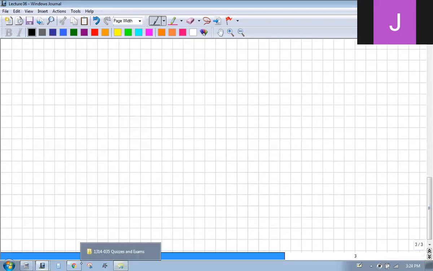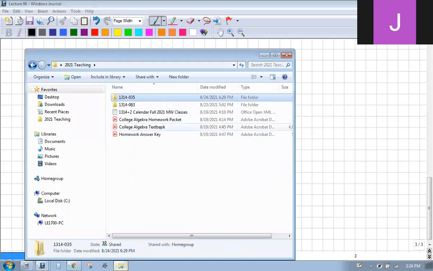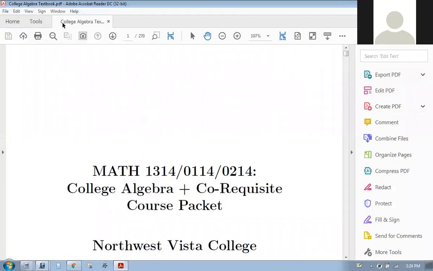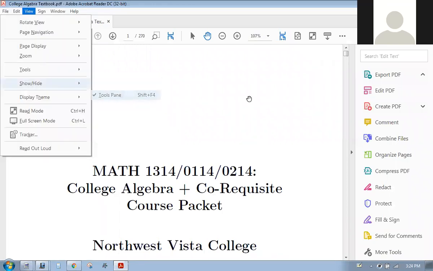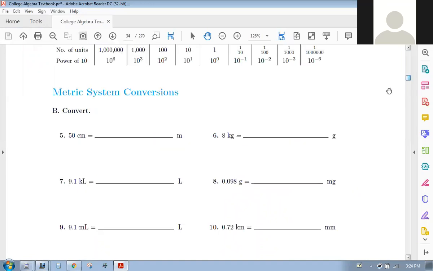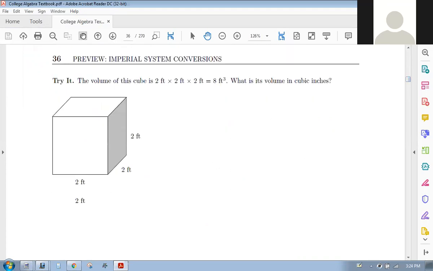Moving on. Where's my book? There we go. On page 36. Yeah, this is where we left off, I believe.